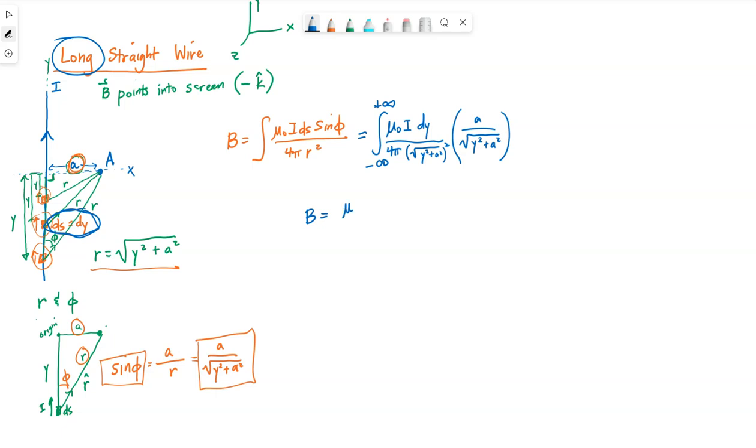Now, mu naught is a constant. I is a constant, a is a constant. 4 pi is a constant. So I'm just pulling all my constants out in front of the integral. So in here, I still have dy, and then I have this quantity of y squared plus a squared, square rooted 3 times. So that's to the 3/2 power.